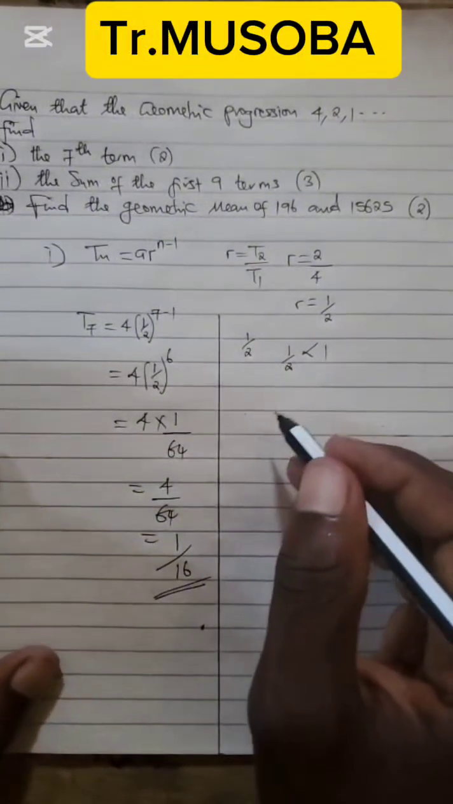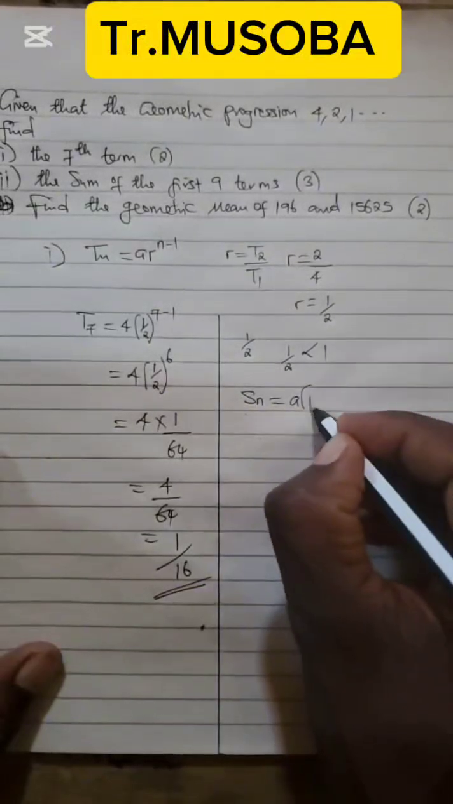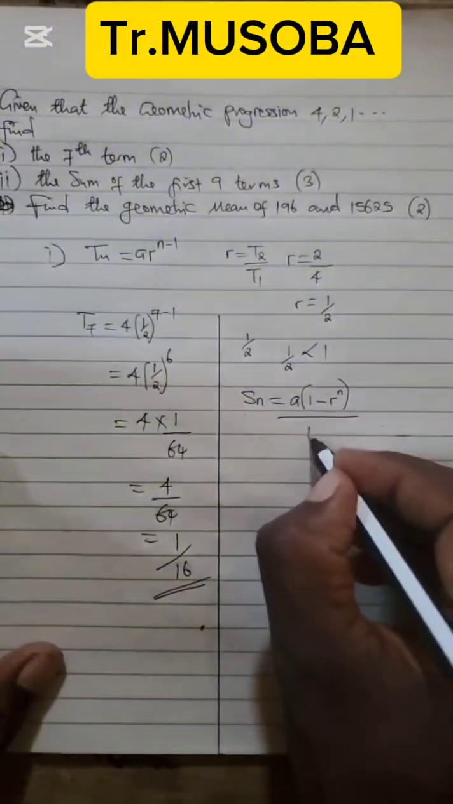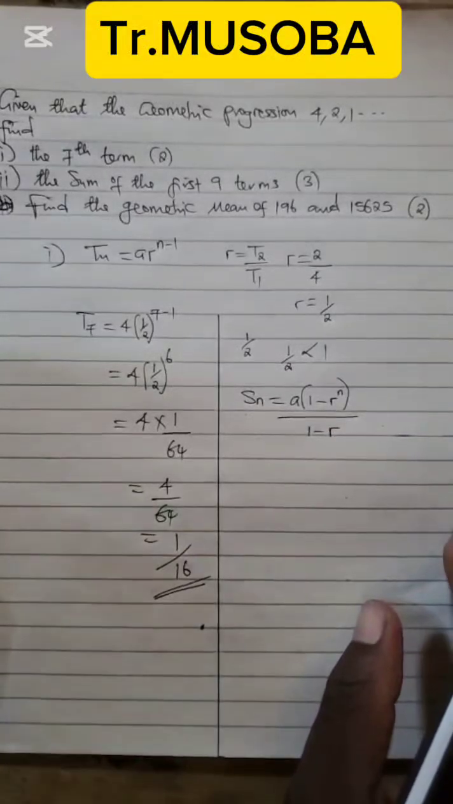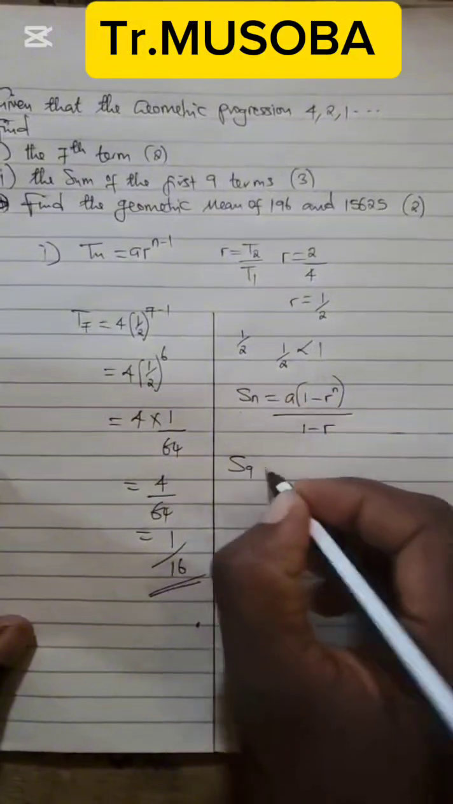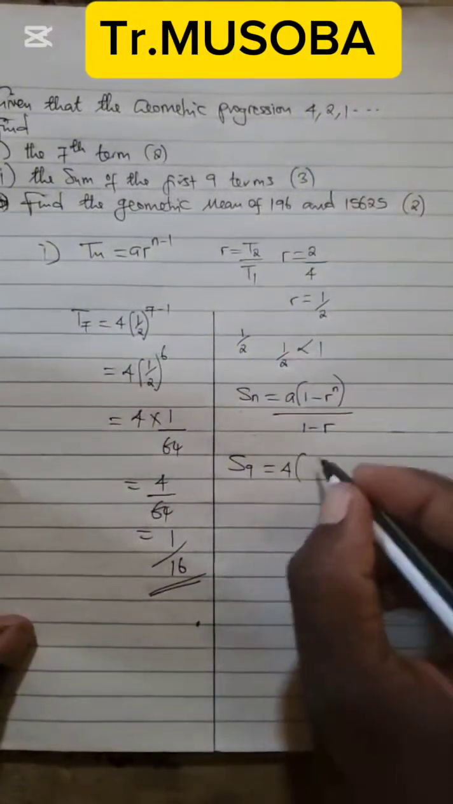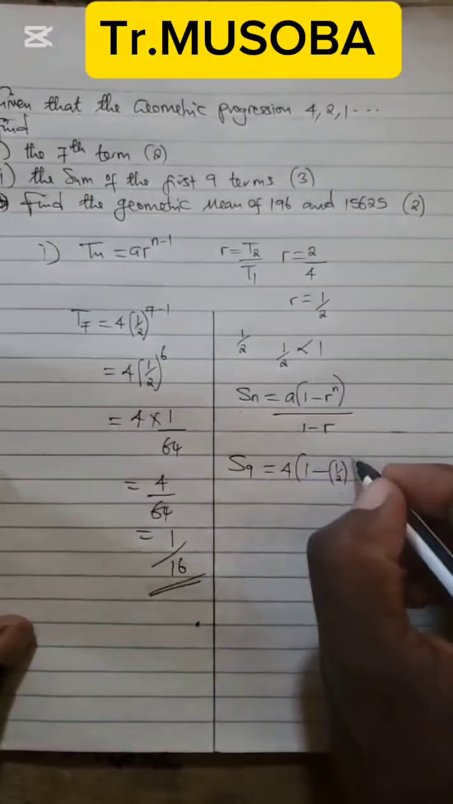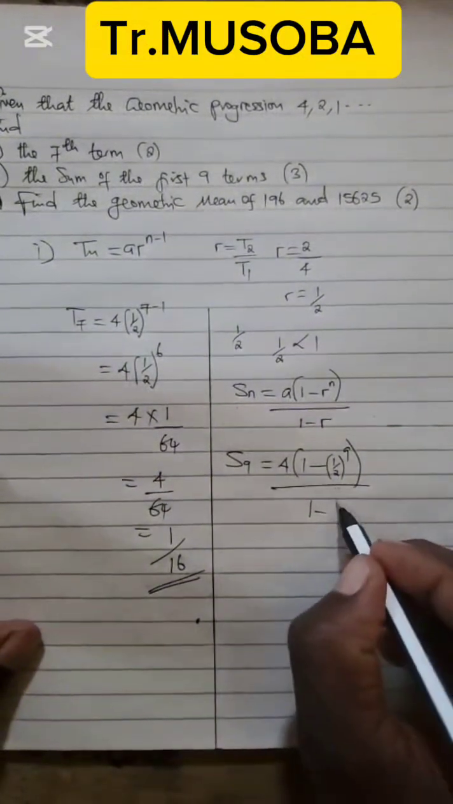So the right formula, which is the sum of the nth term, is equal to A, open bracket, 1 minus R to the power n, close bracket, over 1 minus R. This is the right formula you can use if the value of R is less than 1. Now we are told the sum of the first 9 terms. What is A? A is the first term. You get 4, open bracket, 1 minus. What is R? R is half to the power 9 because that's the nth term, over 1 minus half.